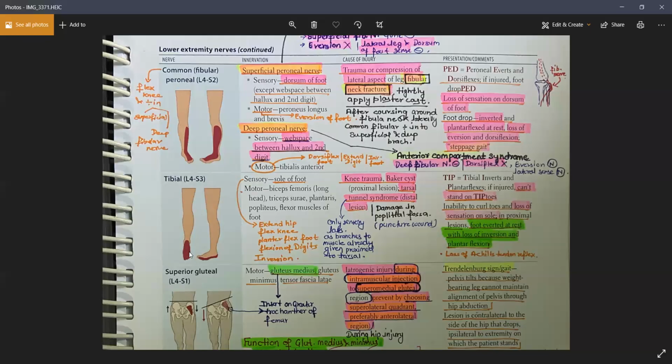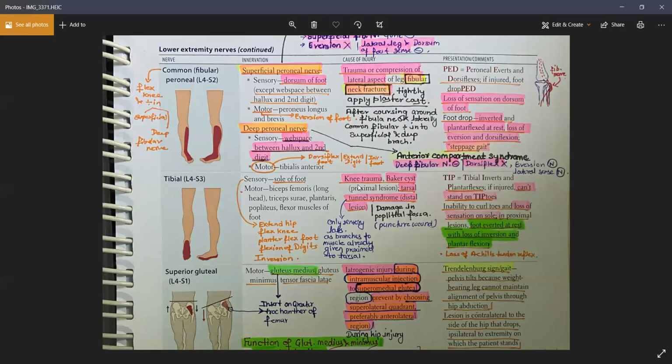As well as, most of the time, you can say the major part of the inversion of the foot is done by the tibial nerve. Although both the deep fibular nerve as well as the tibial nerve are involved in the inversion of the foot, majorly the tibial nerve is involved. So these are all the functions of the tibial nerve. The sensory one includes supplying the sole of the foot, and the motor one includes the inversion of the foot, the plantar flexion, as well as the flexion of the digits, right?